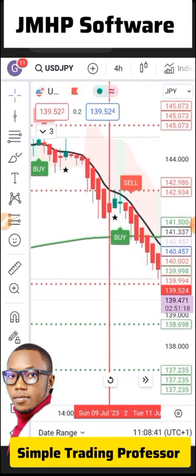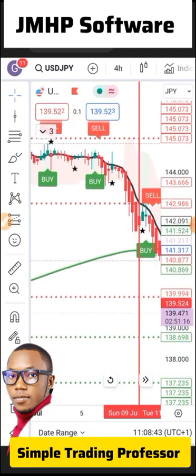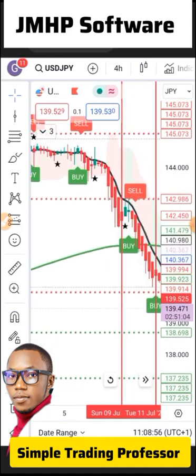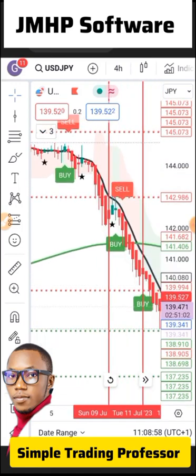You work with your discretion, work with common sense. The software gives you buy and sell signals because that is what it is programmed to do. It does not have feelings. It does not have common sense. So you are the one that has feelings and common sense, so you know how to work with different time frames to know which of the signals to take and which of the signals not to take.